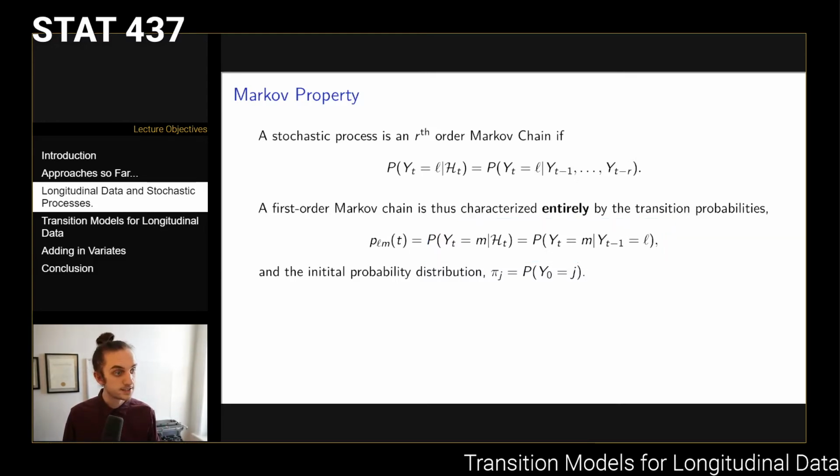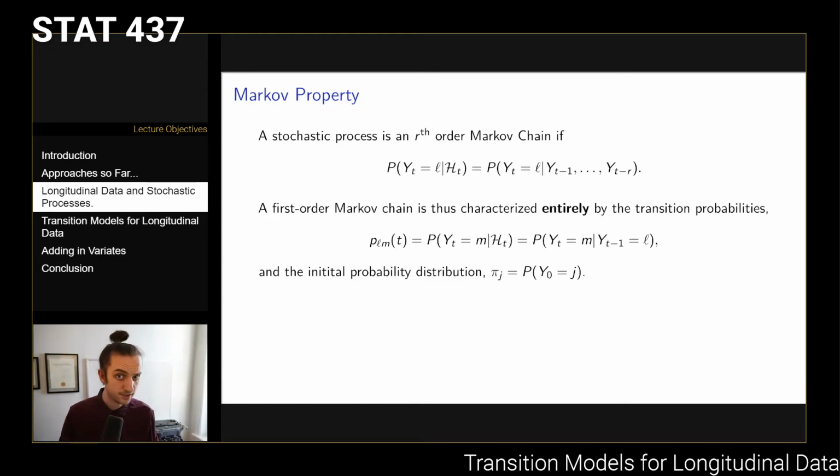Because of this, we can define these transition probabilities, which I'm calling P_LM of t. That's the probability that we transition from state L into state M at time t. So we're saying at time t minus 1, we're in state L. What is the probability that at time t, we're in state M? So the probability that y of t equals M, given y of t minus 1 equals L. And if we're dealing with a first order Markov chain, the set of probabilities here entirely defines the process, the whole development of that process.